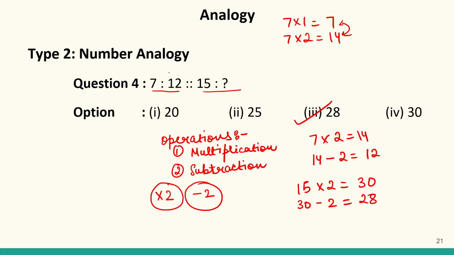So basically, what we have to do is first identify, in number analogy questions, what operations are being used to get this number from this number. It could be multiplication, it could be subtraction, it could be addition, or it could also be division, or it could be two operations also, 2 or 3 operations also. So first you have to understand the logic, and then you have to use the same logic for this question as well.